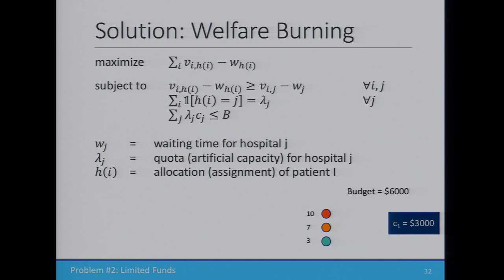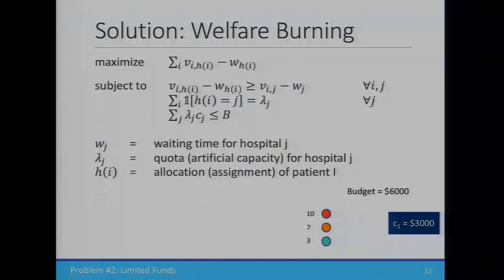Okay, so the problem here is you have some waiting time for each hospital that you're going to choose. You have an auxiliary variable, which is the quota for hospital J. So this is not the maximum capacity of hospital J, but I'm going to decide exactly how many people I want assigned to hospital J, and this is the auxiliary variable that says that. And H of I is the allocation, so it just says which hospital I is going to. It's going to be some J.